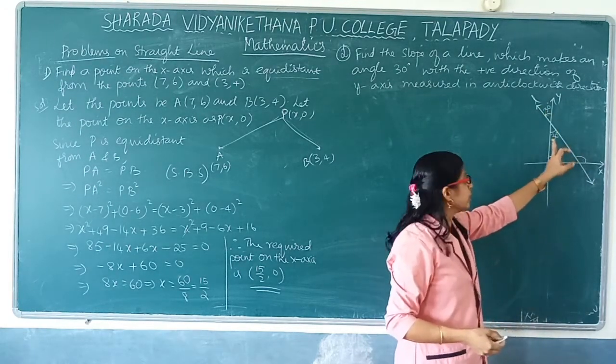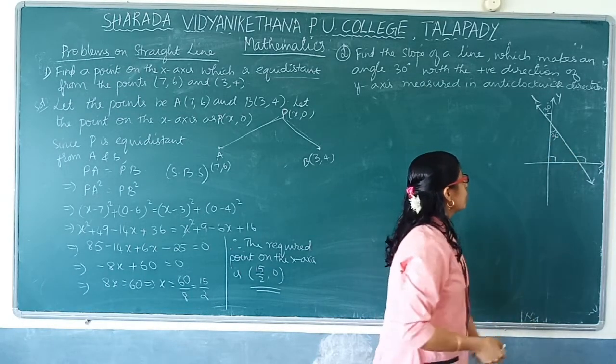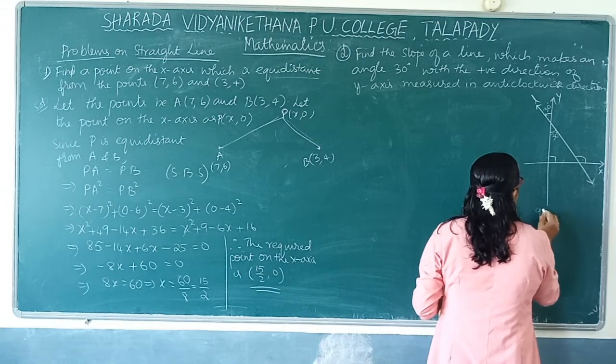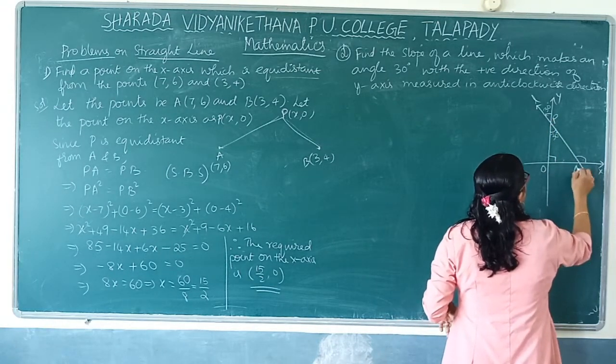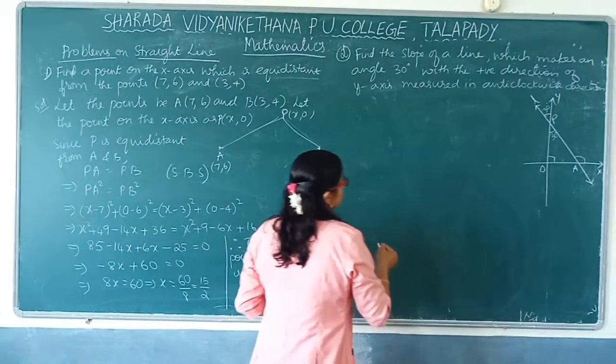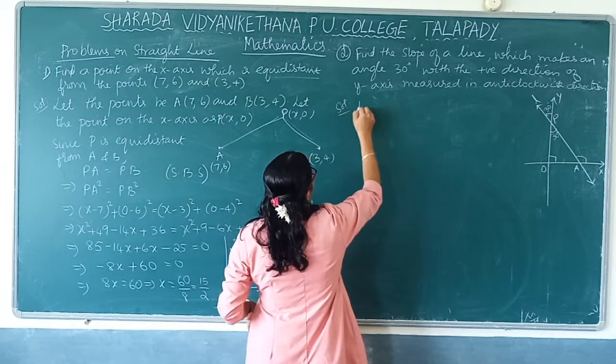So this is also 30 degree. If this is 30, this is 90. Add these both. How much will you get? 90 plus 30. We will solve this. I will give names here: P, this is origin O, and this is A. So, solution. We can say from the figure.